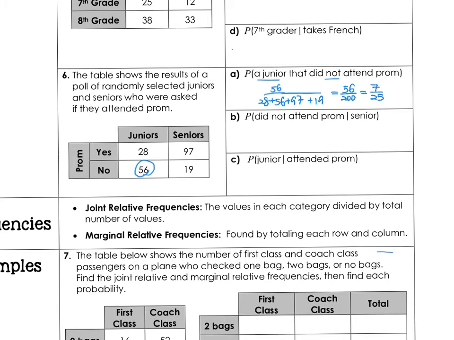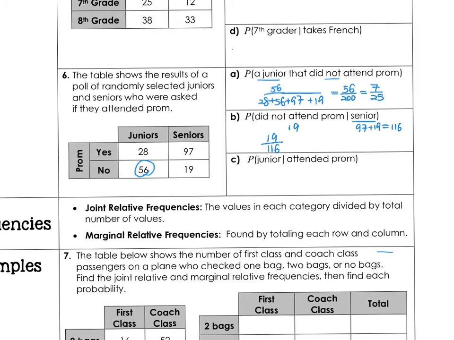Okay? Now, the probability for those who did not attend prom, knowing that they are a senior. Now, the total number of seniors is 97 plus 19, which is 116. And the seniors who did not attend is 19. So it's 19 out of 116.